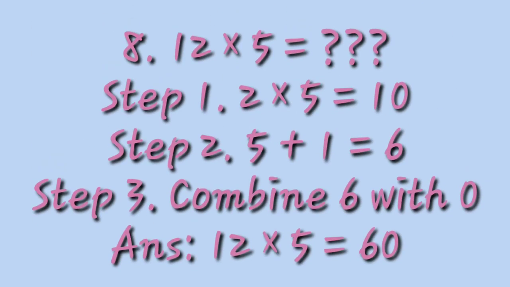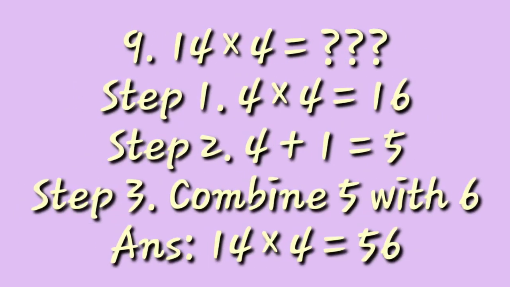The 8th question was 12 into 5. So in step 1, as usual, just multiply 2 with 5. So 2 5s are 10. Step 2 is you have to add the multiplier 5 with the tens place of 10, that is 1. So add 5 plus 1, that comes out to be 6. And as usual, in the third step, you have to combine this addition 6 with the 0 of 10. So if we combine 6 and 0, we get the answer as 60. So 12 into 5 comes out to be 60.